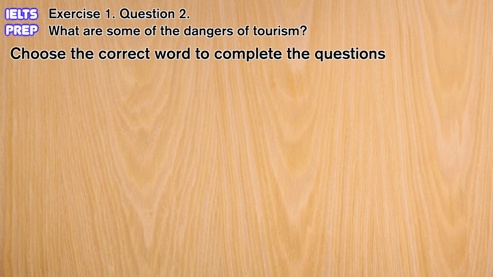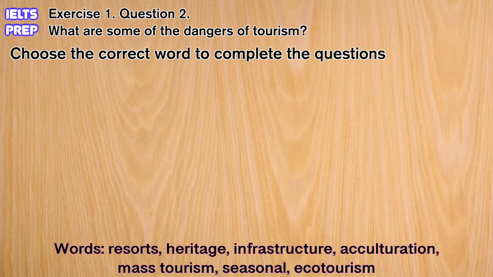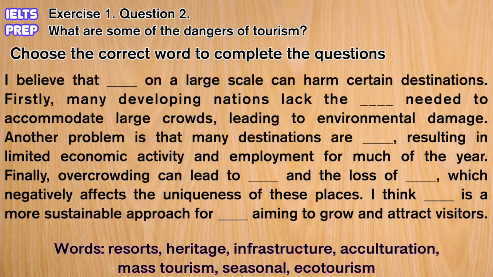Question 2. What are some of the dangers of tourism? Words: resorts, heritage, infrastructure, acculturation, mass tourism, seasonal, ecotourism. I believe that, on a large scale, can harm certain destinations.